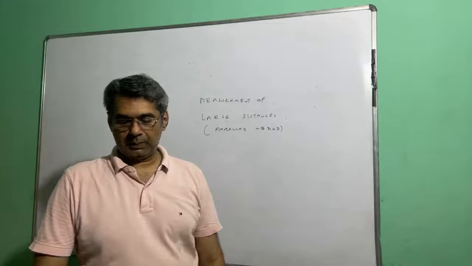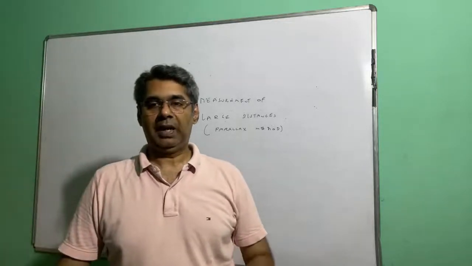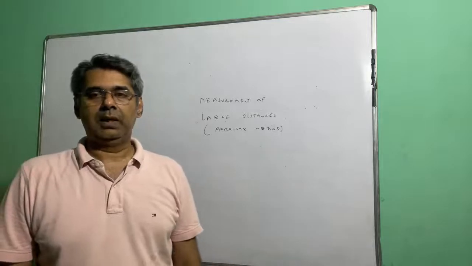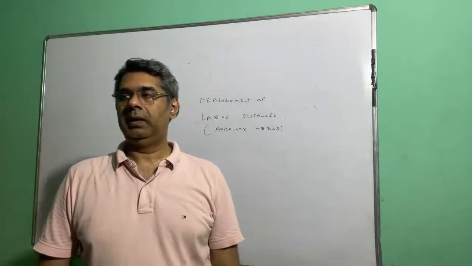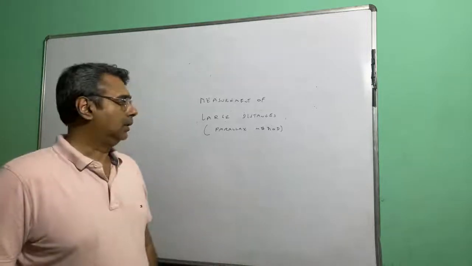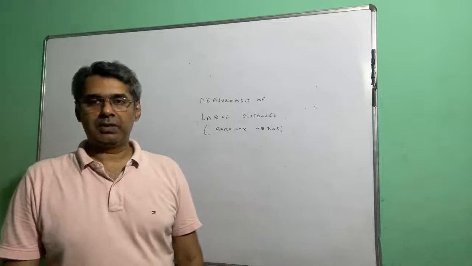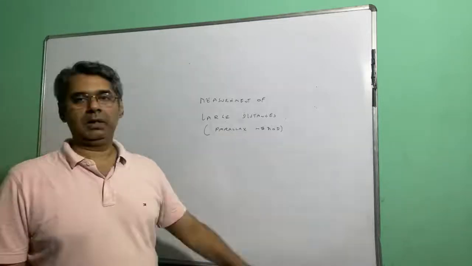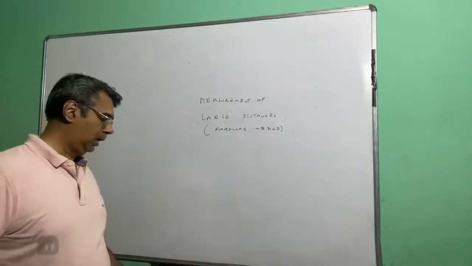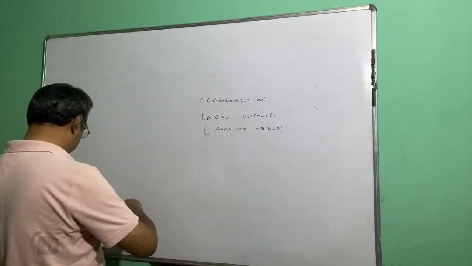Suppose you want to measure distances which are of astronomical proportions, then how do you do it? We will discuss that, and of course there will be some homework. The method which is employed to measure very large distances has a name. It is called the parallax method. So let us first discuss what exactly the method is.